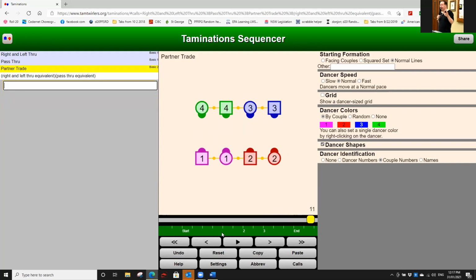And so there's an equivalent that should be one of the ones on the tip of your tongue. It's a really good one to memorize, and it's really easy, and you may or may not know it, but let's see if you do. Instead of the right and left through pass through, what would be a good one to do here to dress this whole sequence up a little bit differently?